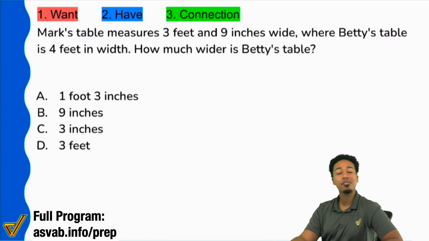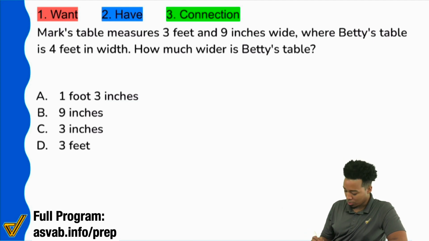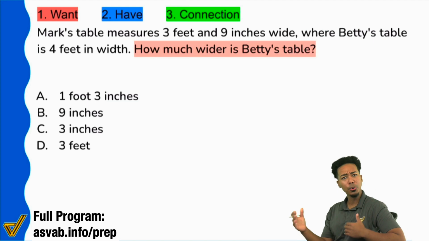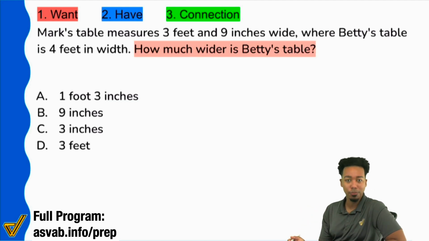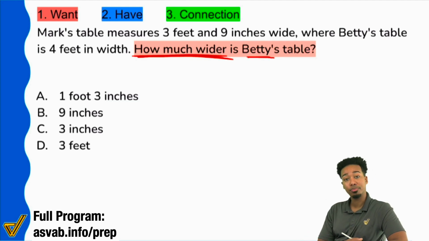So with that said, let me show you how to do this one really quick. If you've never done word problems in the right way before, remember that the first thing you always want to do is tackle that question sentence. The who, what, when, where, why, how many, which of the following. All of that is the focus of the problem first, because that's the goal. You want to know what your goal is. How much wider is Betty's table? Okay, sounds good. So what does that mean for us?